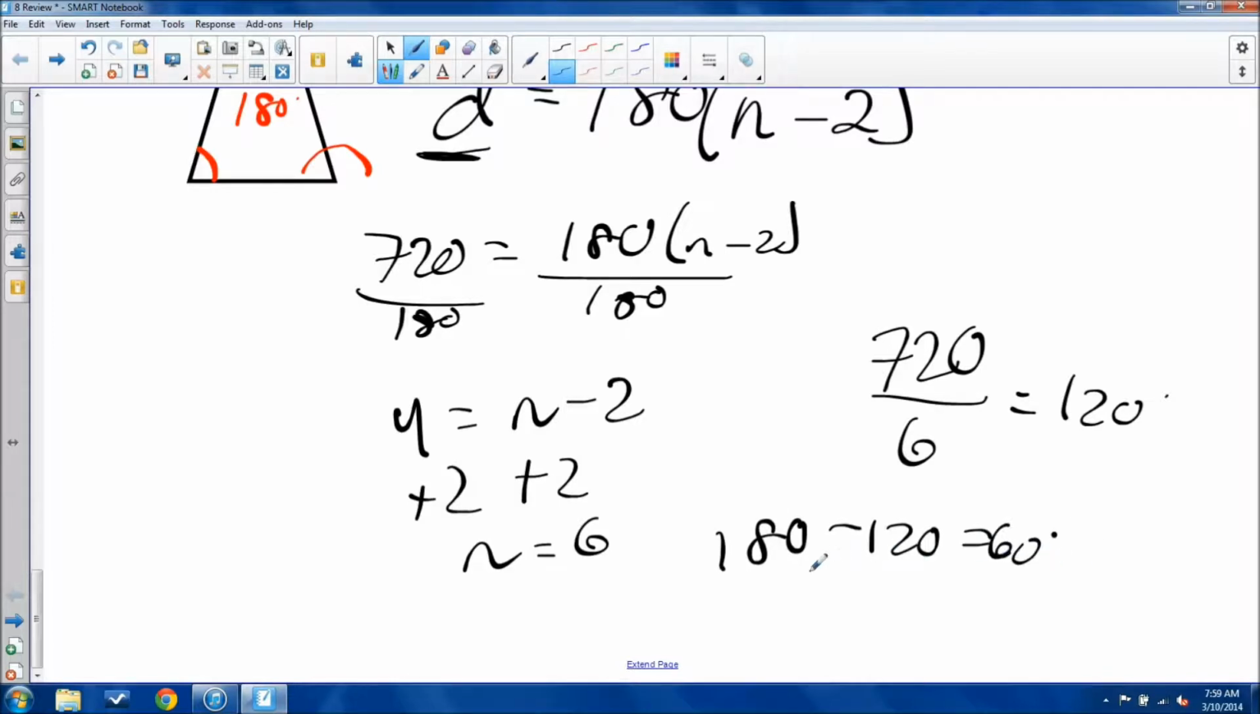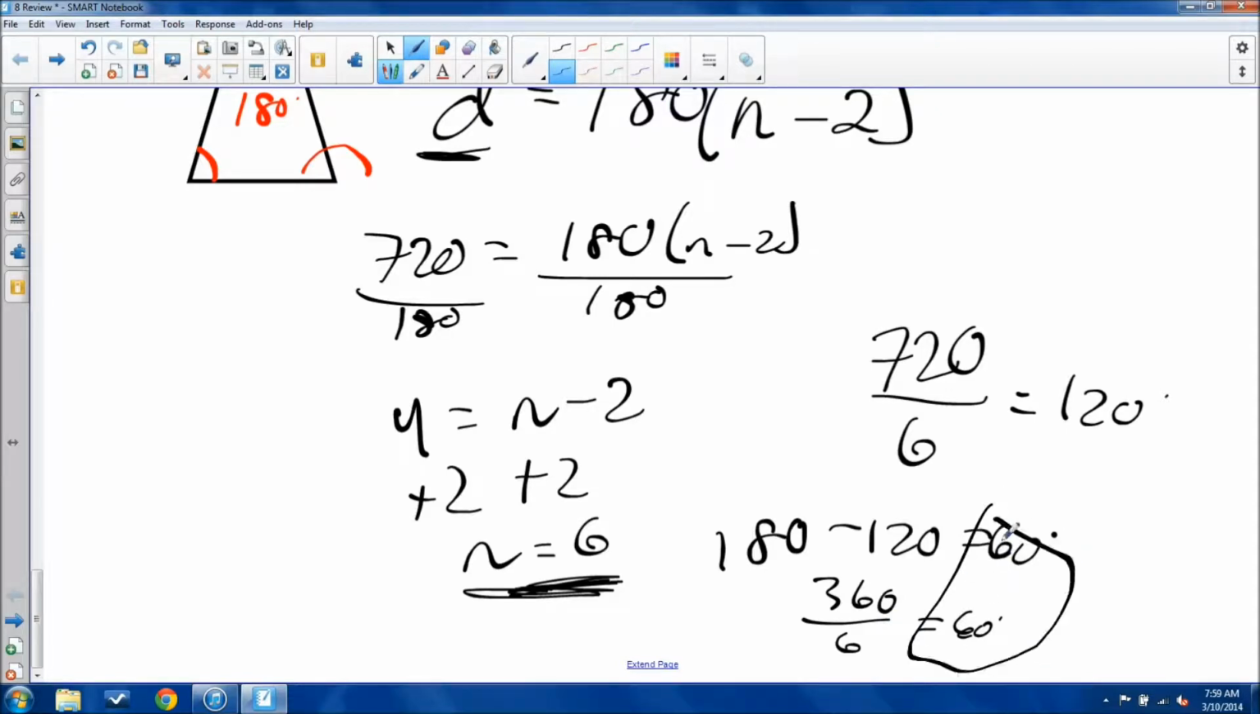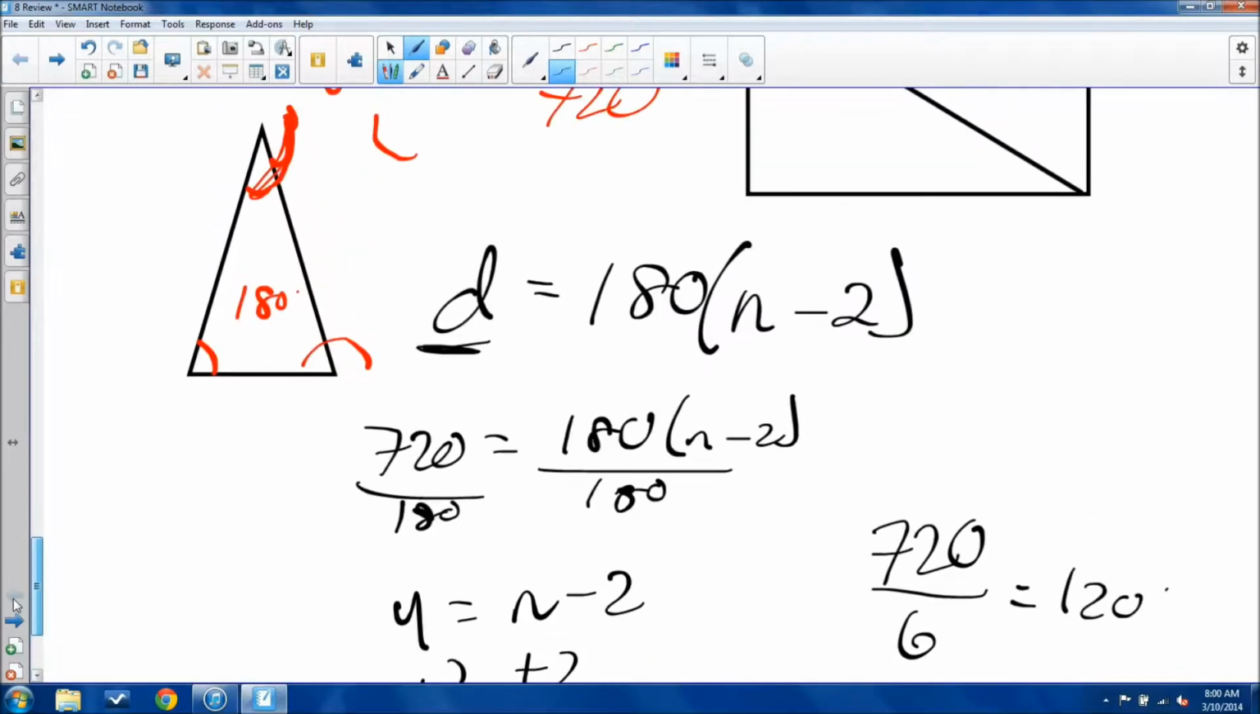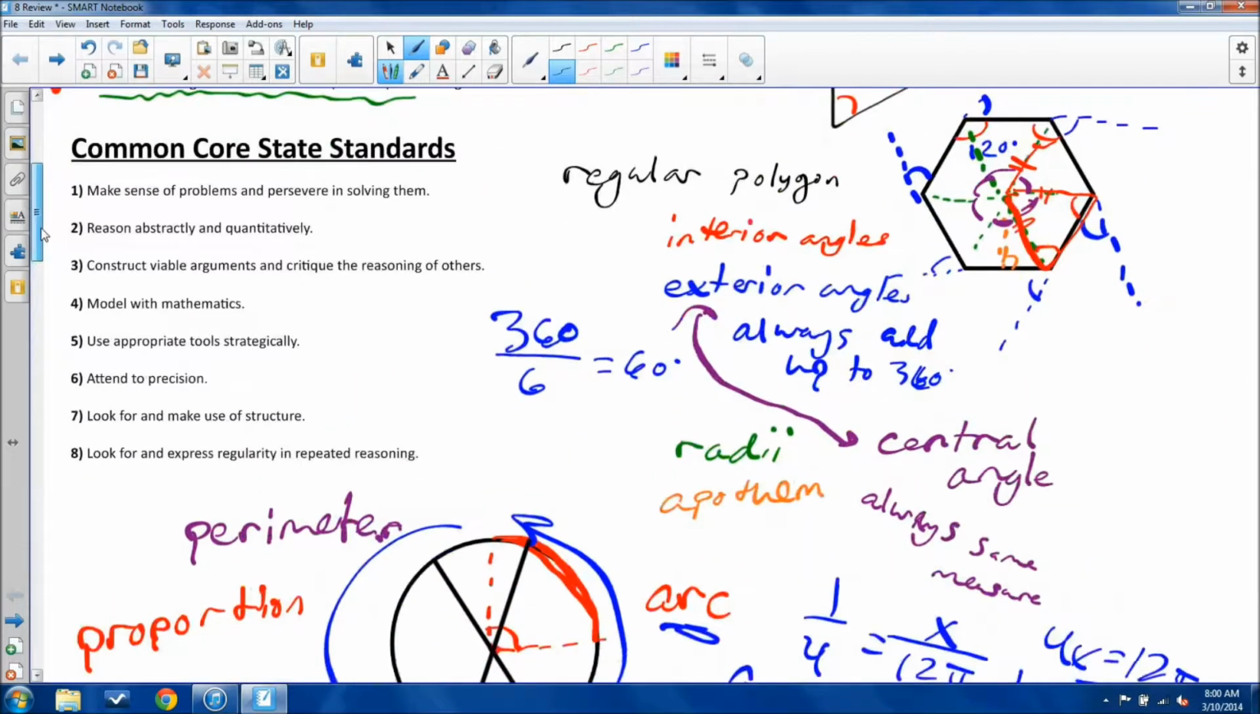Or once you found this out, you could have said, okay, it's a 6-sided shape. I can do 360 over 6, because that's the number of exterior angles, and they're congruent. It's a regular hexagon. So those should match up. There's definitely a way to connect all of those.